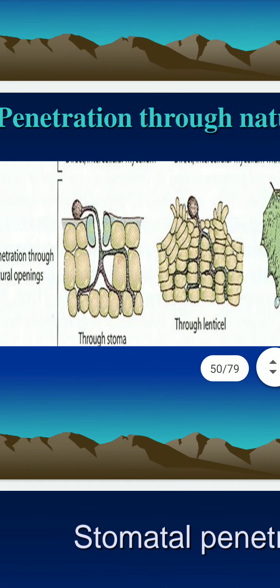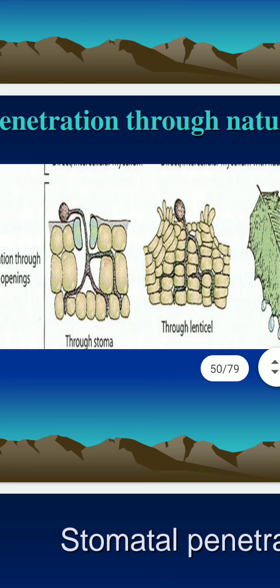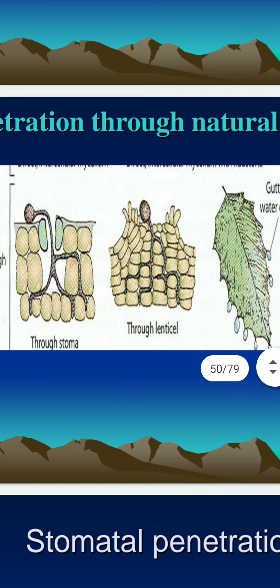Here we can see various diagrams. This is the diagram of a stomata. Through these natural openings, from the guard cells, the mycelium of the fungus is entering the host.